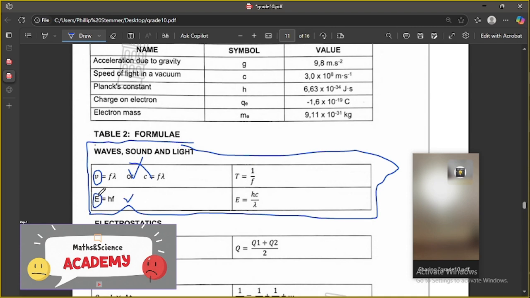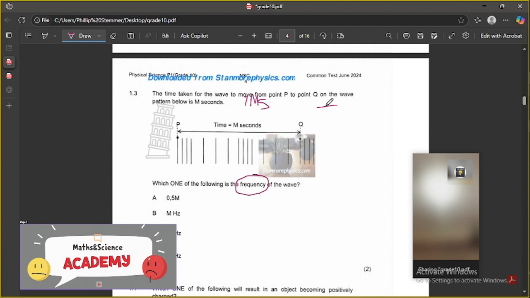And then energy. We are not given the energy in the formula. Obviously the Planck's constant is given, but the energy is not there. So this means that option is wrong. And also that's an energy question, so it's wrong. So we're left with only T. We're given T, the period, and then we're looking for f. We can use that T is equal to 1 over f.